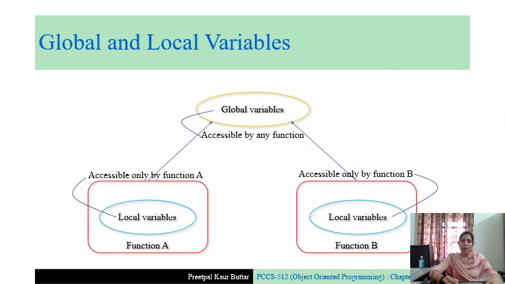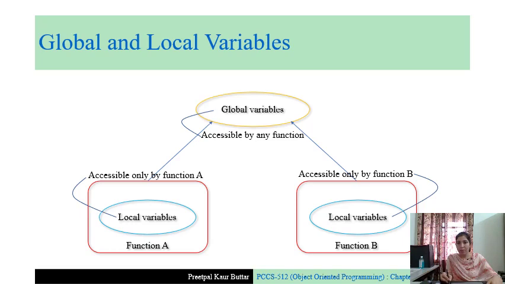Now this is the scenario. We have the global data items, and these are all the global data items here, and these are the functions. This is function A, this is function B. Function A has its own variables which are defined inside this block. A function is also a block. So function A has its own local variables, and function B has its own local variables.